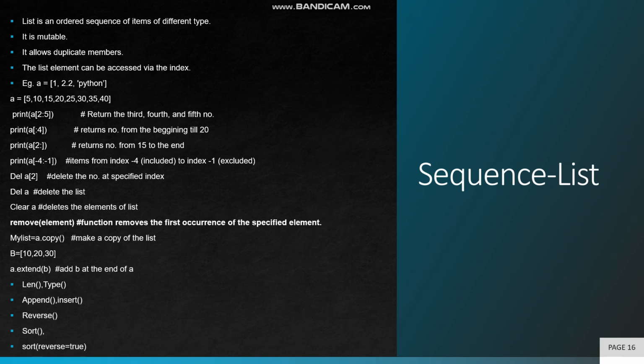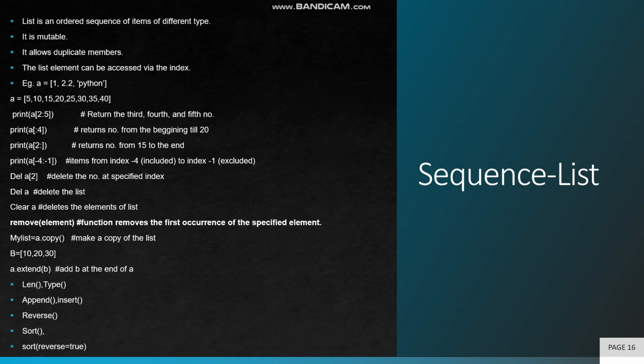List is an ordered sequence of items of different types. It is a mutable data type. Ordered sequence means every item of the list is ordered, and we access the items using this order or index number. And mutable.